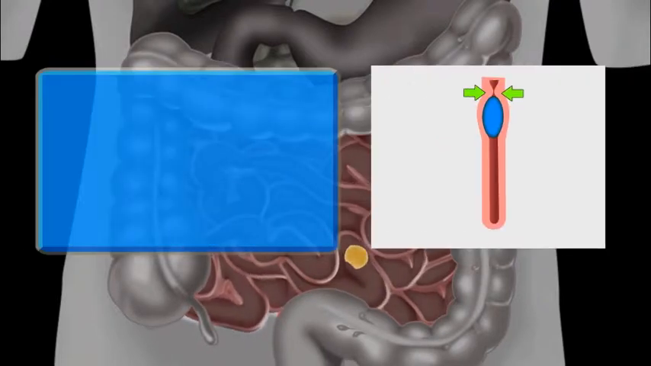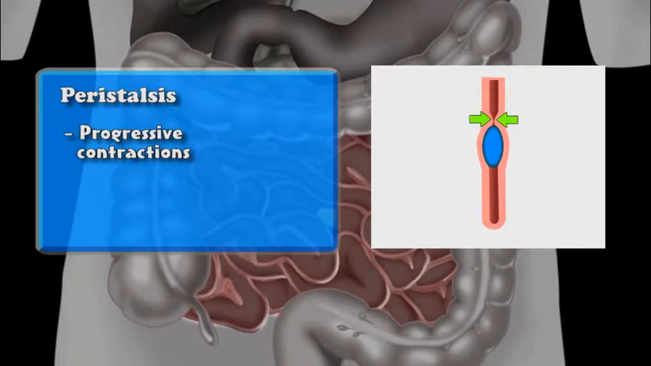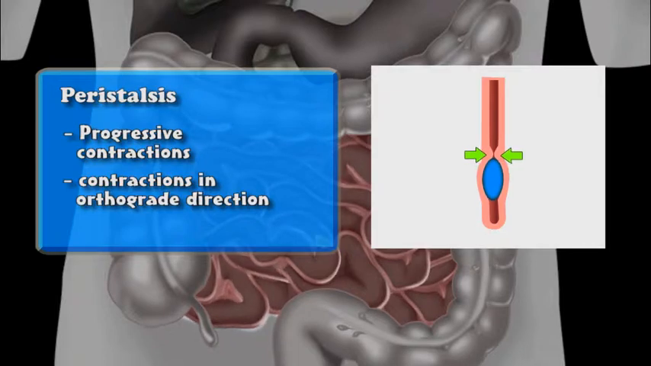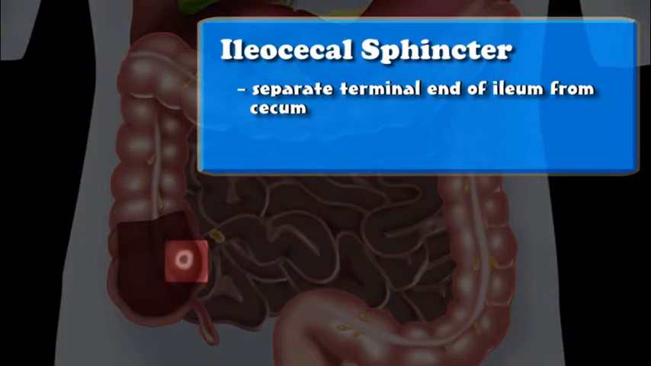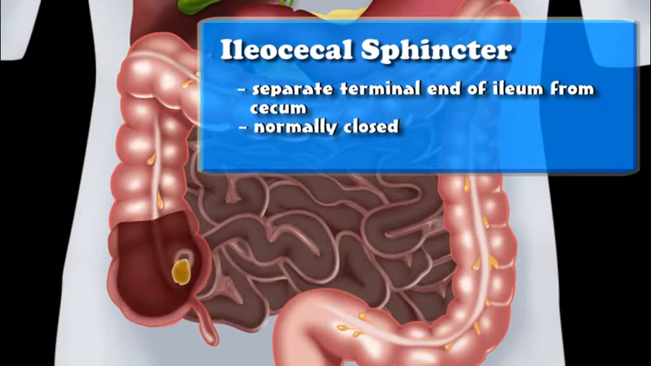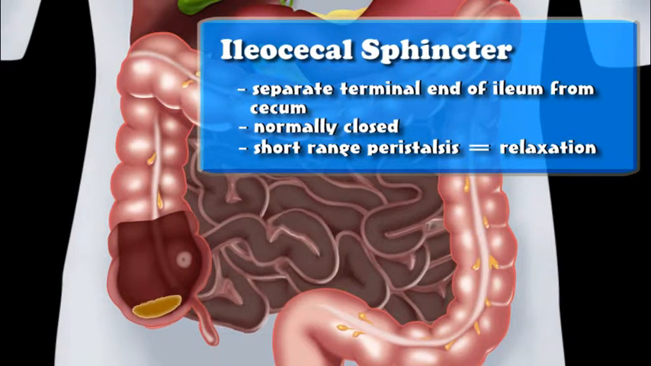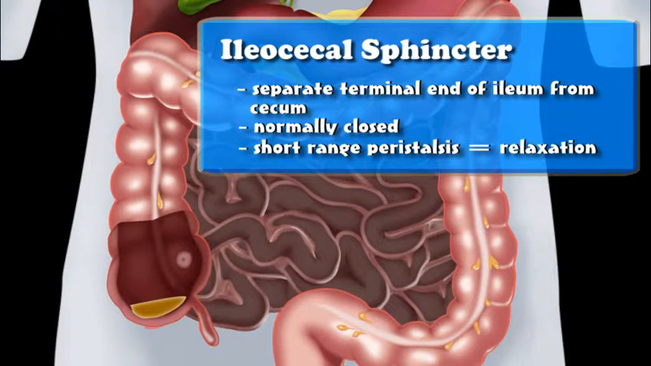In contrast to segmentation, peristalsis is the progressive contraction of successive sections of the circular smooth muscle of the small intestine. These contractions move along the gastrointestinal tract in an orthograde direction but usually involve a short length of the intestine. The ileocecal sphincter separates the terminal end of the ileum from the cecum, which is the first part of the colon. Normally the sphincter is closed. However, short-range peristalsis in the terminal part of the ileum relaxes the sphincter and allows a small amount of chyme to squirt into the cecum.